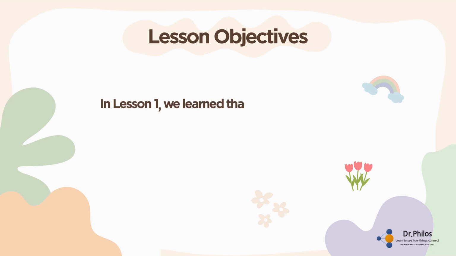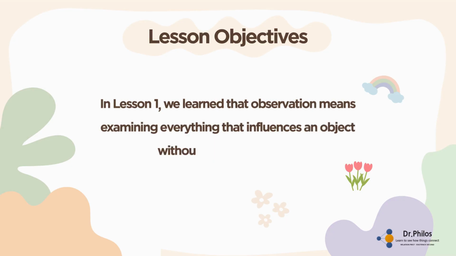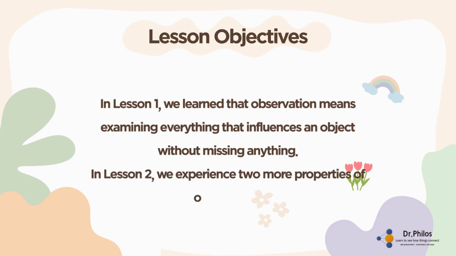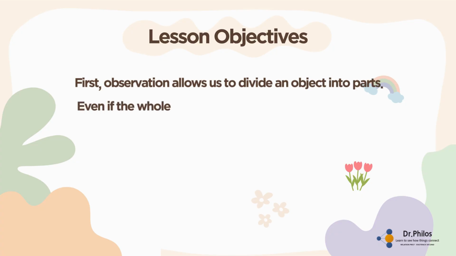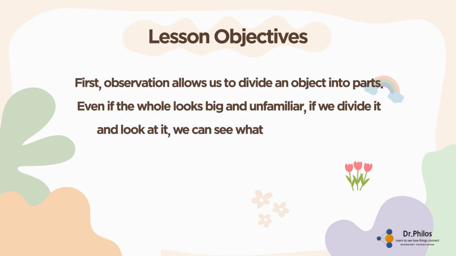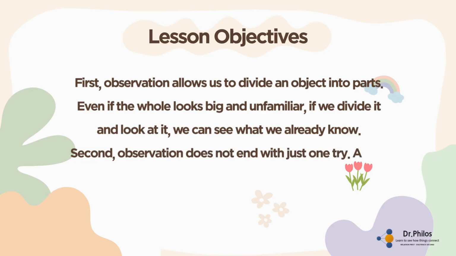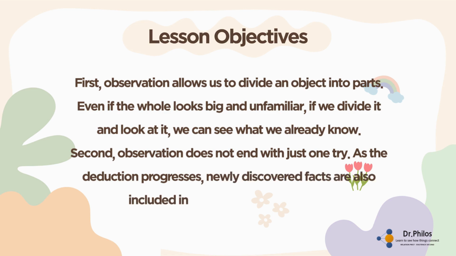In Lesson 1, we learned that observation means examining everything that influences an object without missing anything. In Lesson 2, we experienced two more properties of observation. First, observation allows us to divide an object into parts. Even if the whole looks big and unfamiliar, if we divide it and look at it, we can see what we already know. Second, observation does not end with just one try. As the deduction progresses, newly discovered facts are also included in the scope of observation.